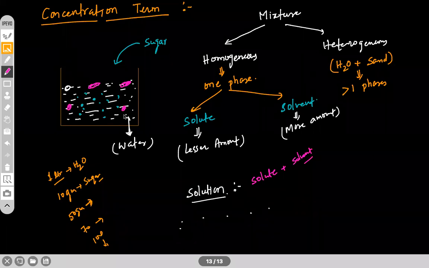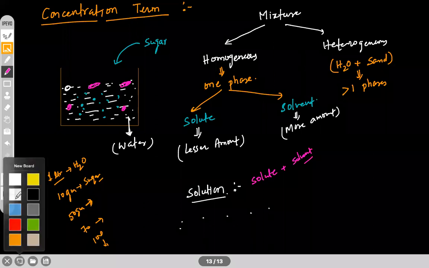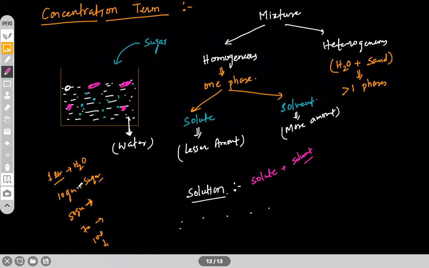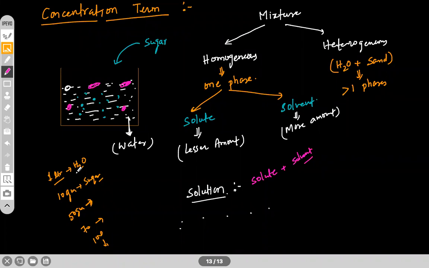Now coming back to the concentration term, a solution has two components, solute and solvent. We have understood that if the amount of solute you keep on increasing, the solution becomes concentrated. Yes or no? As the amount of solute increases, the solution becomes more concentrated. Is it right? More amount, more concentration, correct? So how do we define this concentration actually?